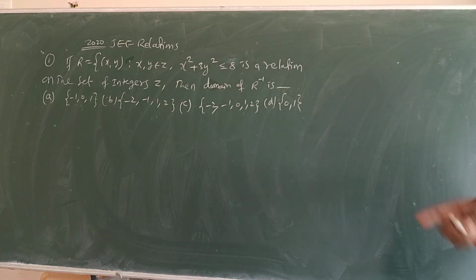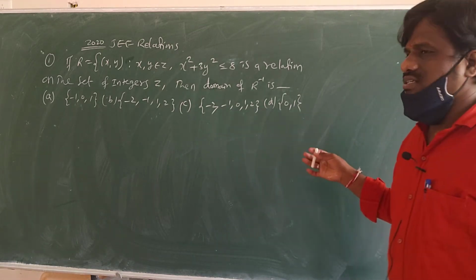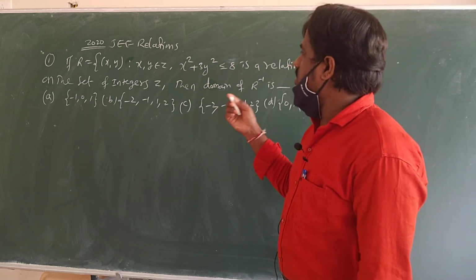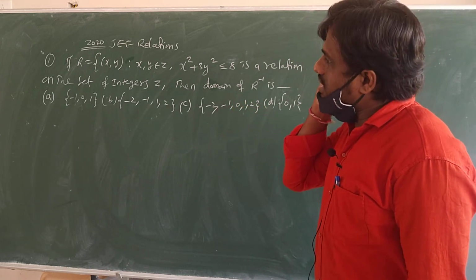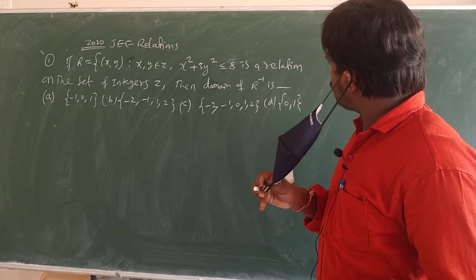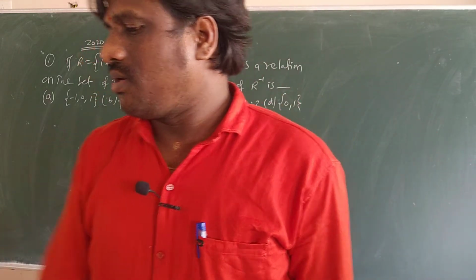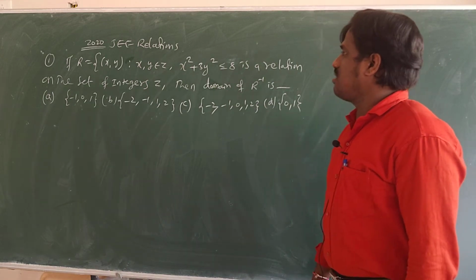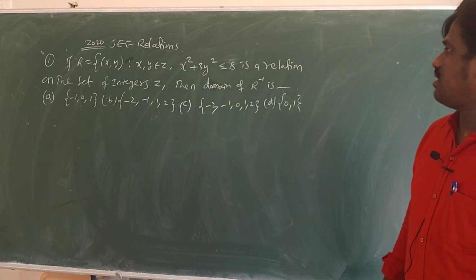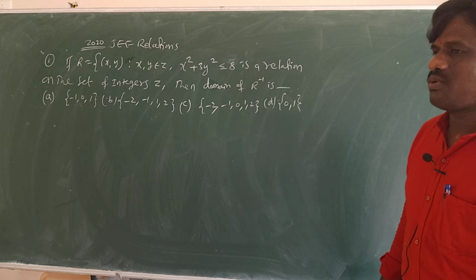See here, 2020 question from yesterday. We have done this but it was not recorded, so we have to do it again. R is a relation: (x, y) belongs to Z, x square plus 3y square less than or equal to 8, is a relation on the set of integers Z. Then what is the domain of R inverse?